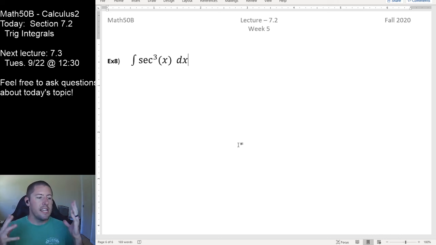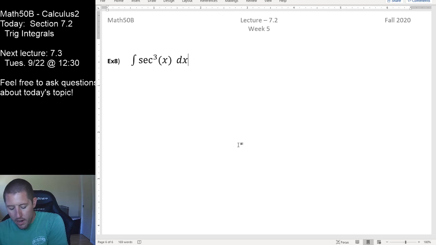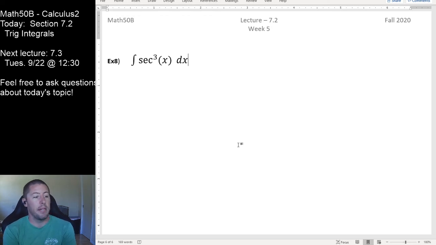So, secant cubed. Boy, what a bummer. My big bummer here is that if I had squared trig terms, or even powers on trig terms, then my lesson to myself is, well, good, we like even powers. Let's rewrite it as even powers and use our double angle identities to reduce them in power and order and magnitude.